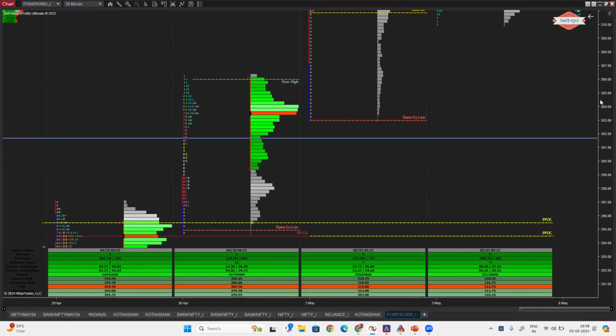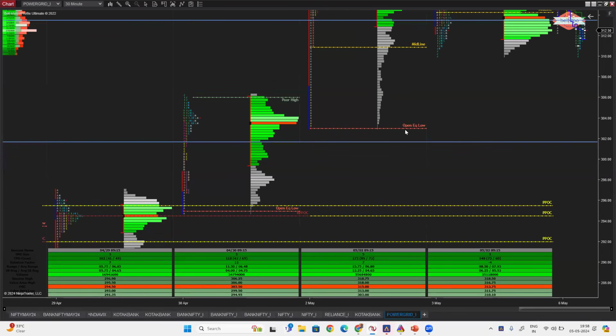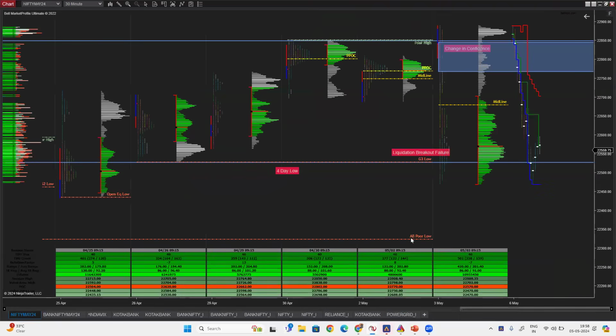So the first target could be the first two open equal to low levels, because that is what tells us inventory is getting too long. Second target should be around the RP POC kind of levels. Likewise, in Nifty also, we have similar levels. I'm sure you might be tracking those things. There is an AB poor low there.